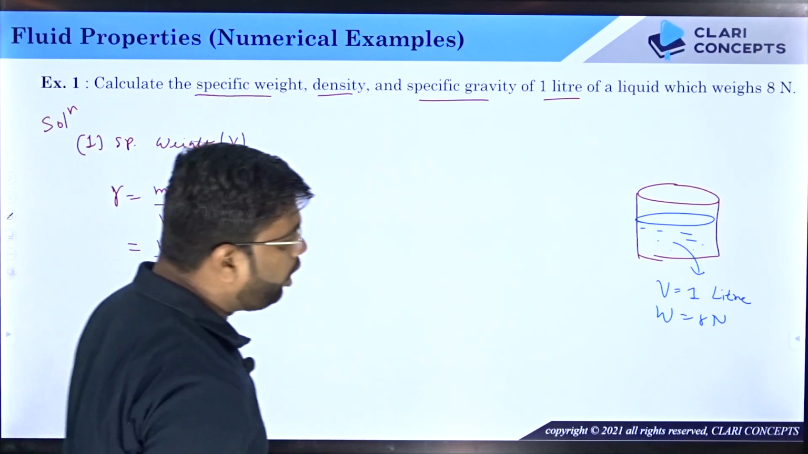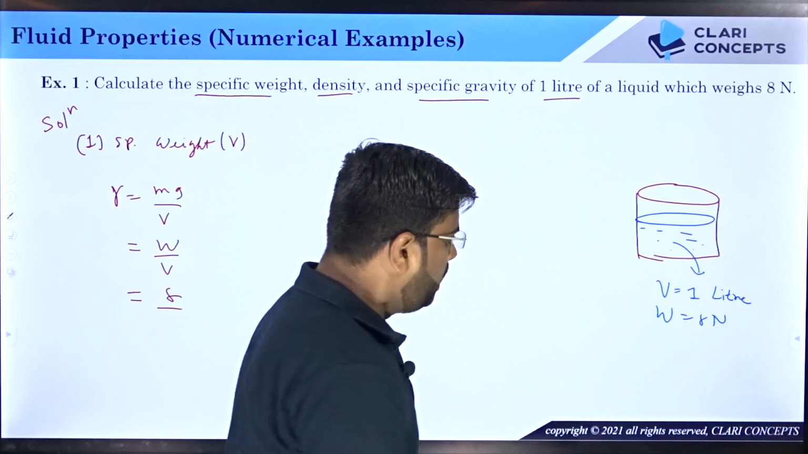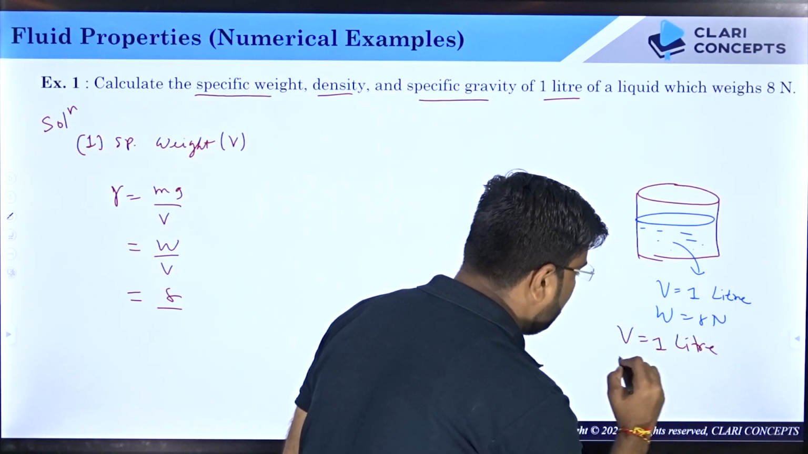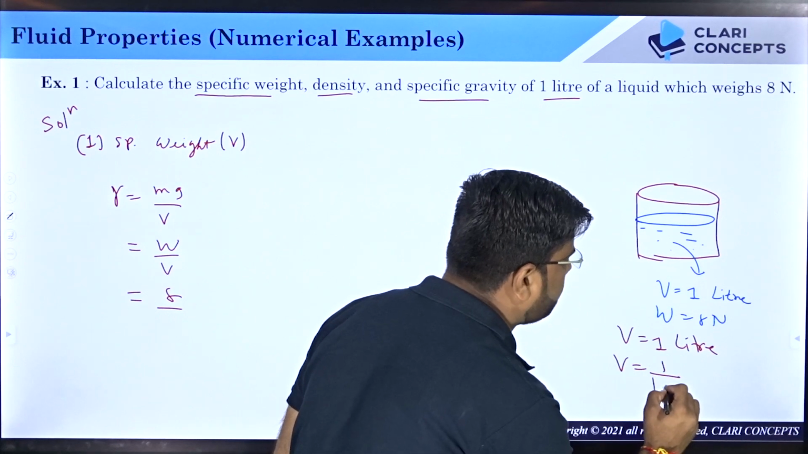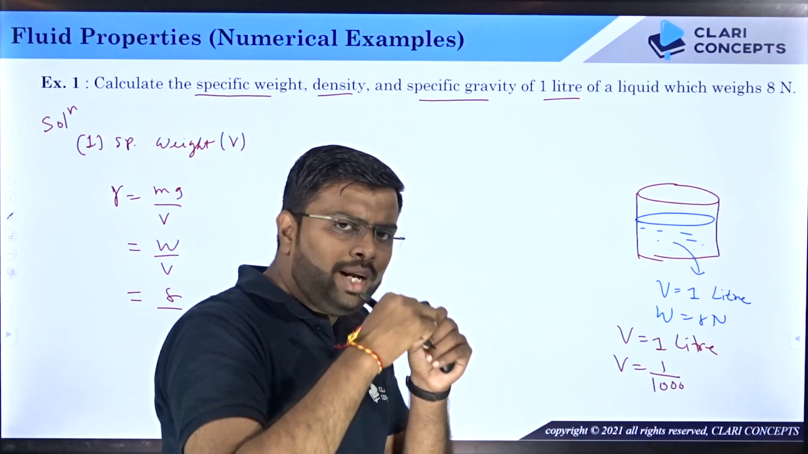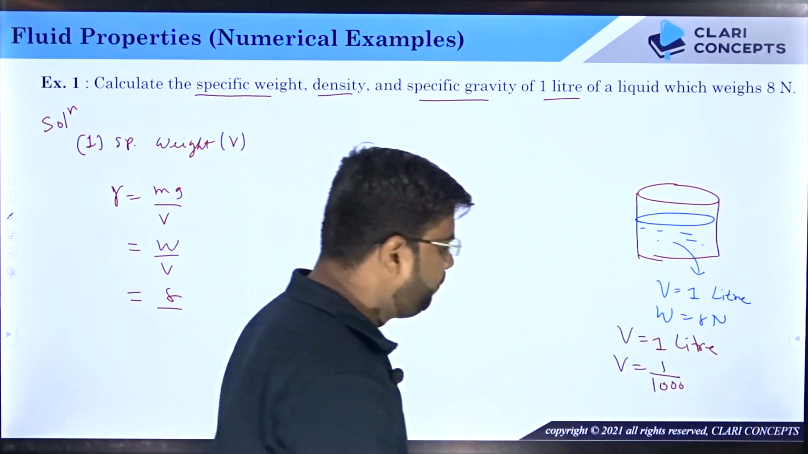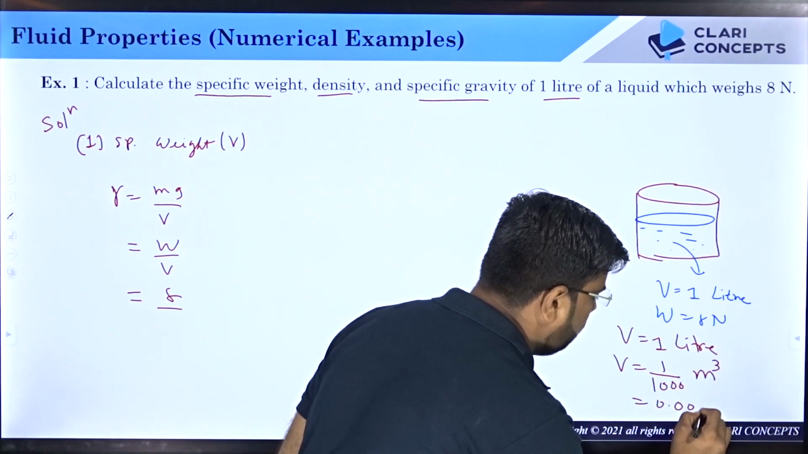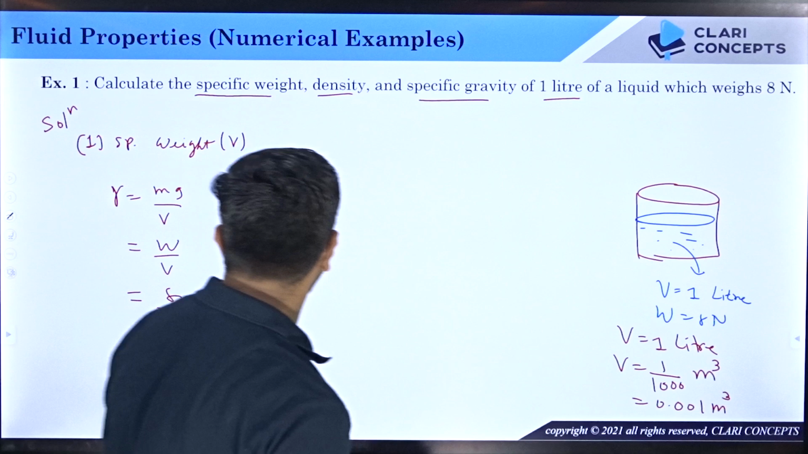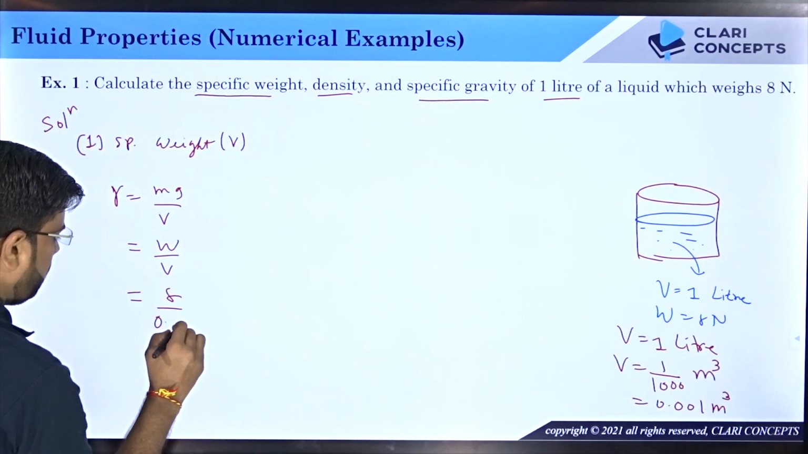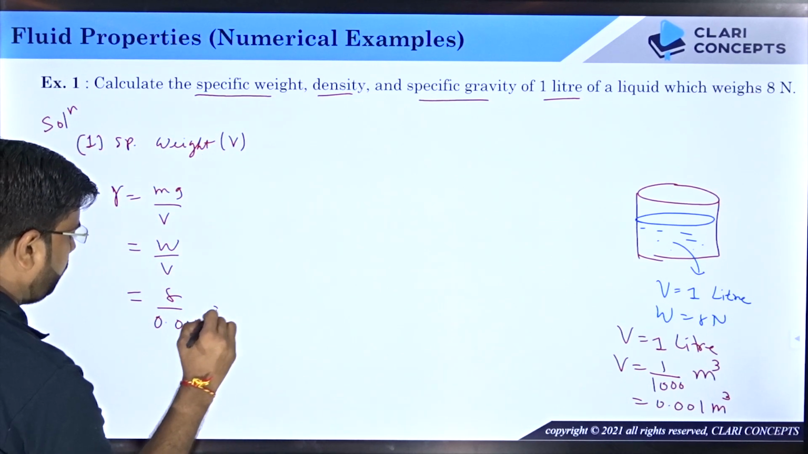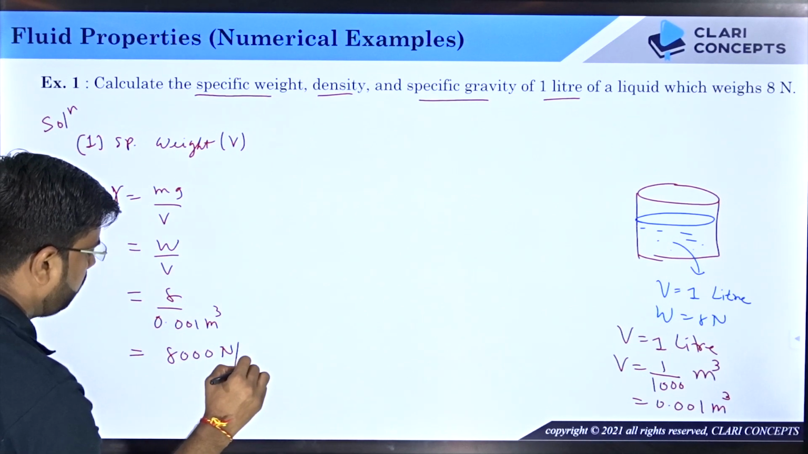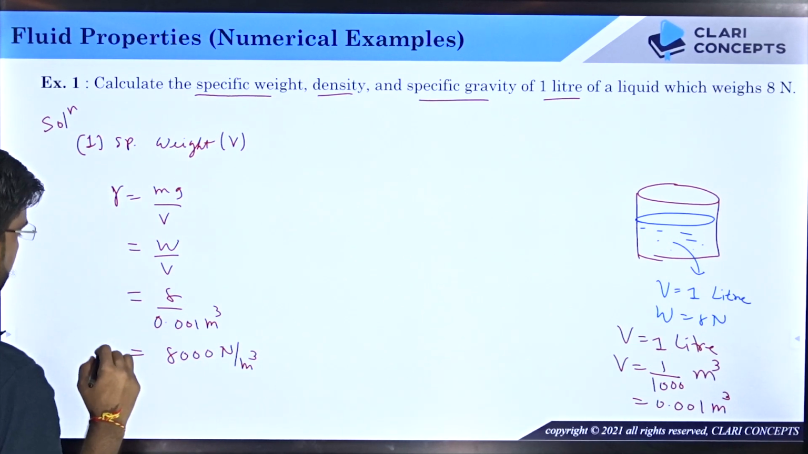What is the volume? Volume given to you is in liters. You have to convert this volume in liters into meter cube. As I said, whenever you convert from liter into meter cube, you have to divide by 1000. This is 1 by 1000 meter cube, which is 0.001 meter cube. So I'll put 0.001 meter cube. And this means the value is 8000 Newton per meter cube. This is the answer to the first question.